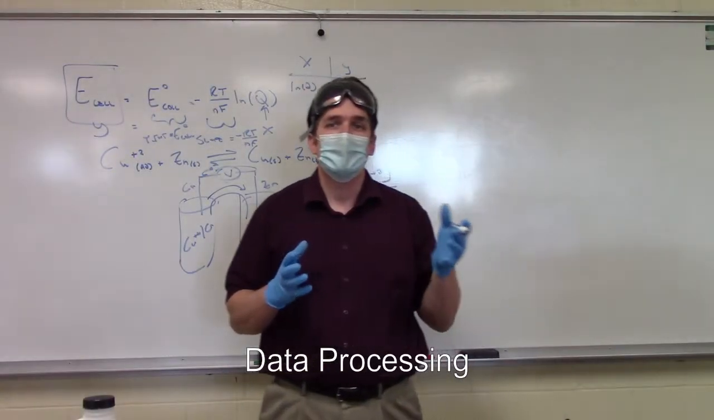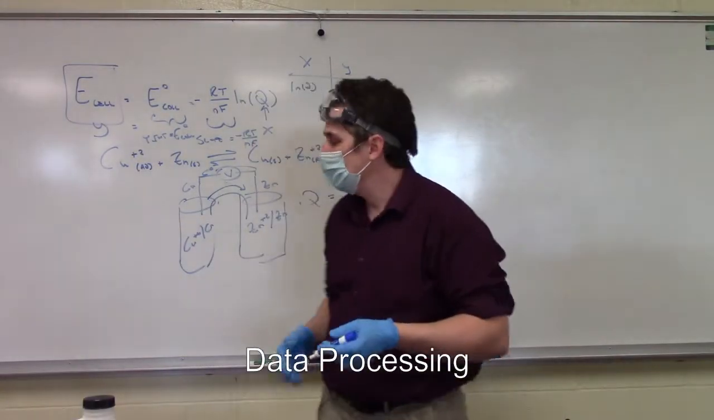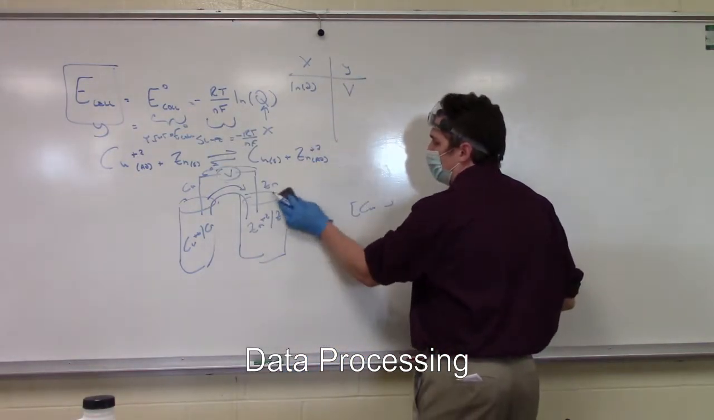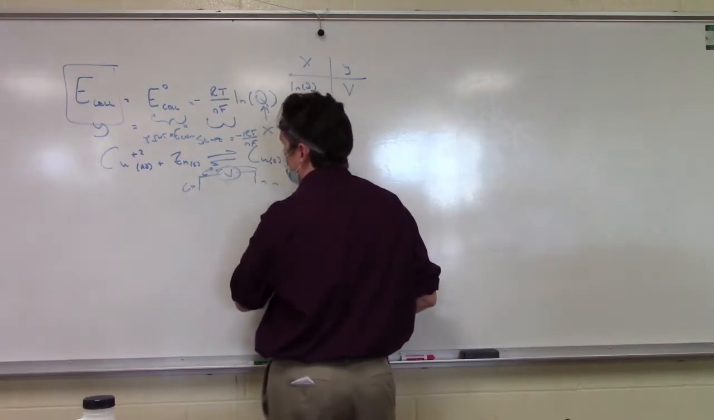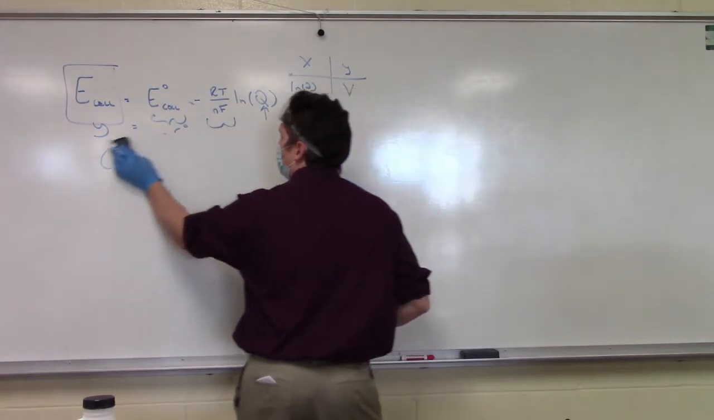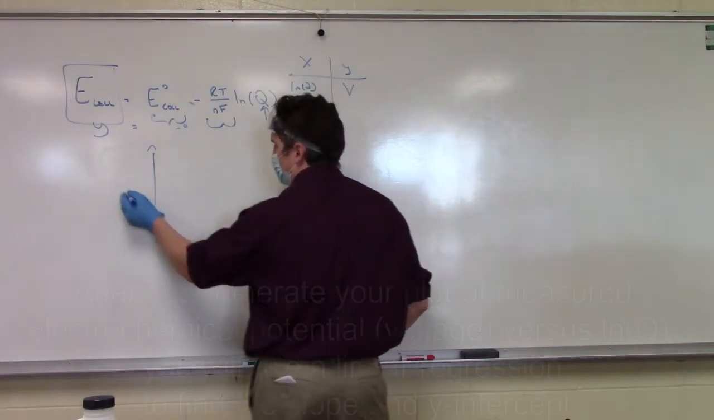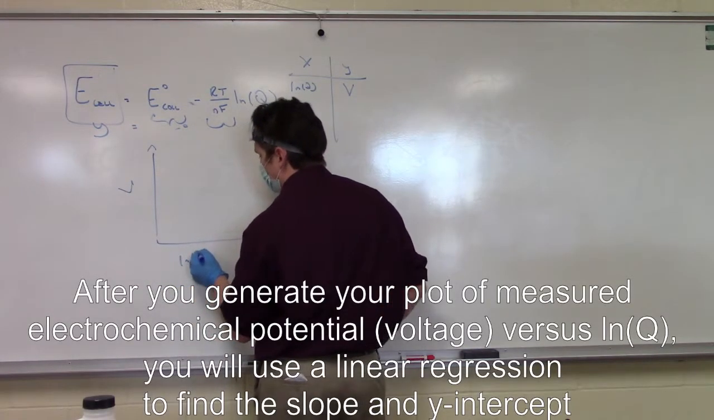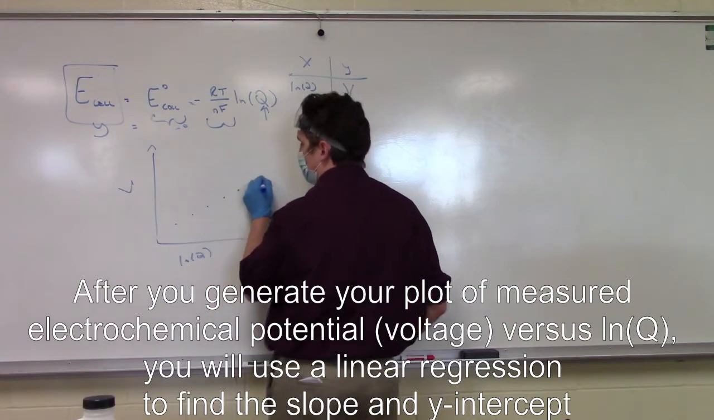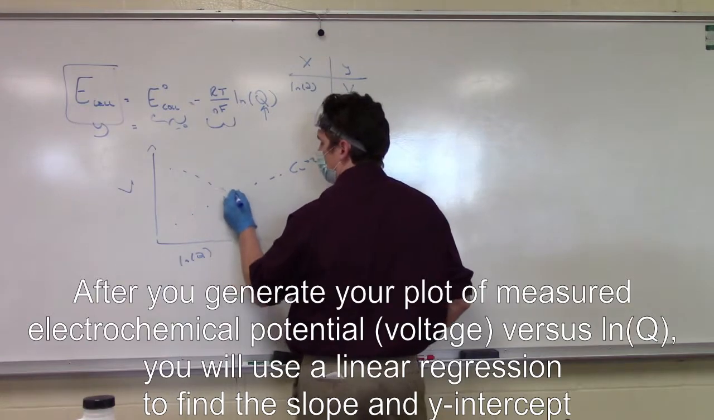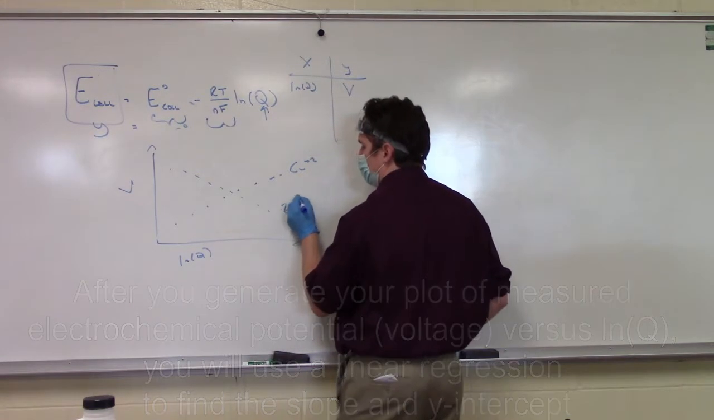Now I also kind of want to break this up and make it a little bit simpler. When it comes to figuring out this number of electrons transferred, students can get a little confused by it. So what you're going to measure is the slope. So you're going to have your voltage versus ln Q, and you're going to have the voltage going up for the copper plus 2, and you're going to have the voltage going down for the zinc plus 2.